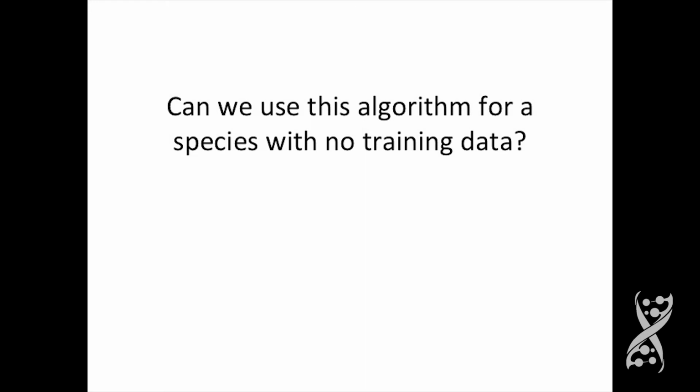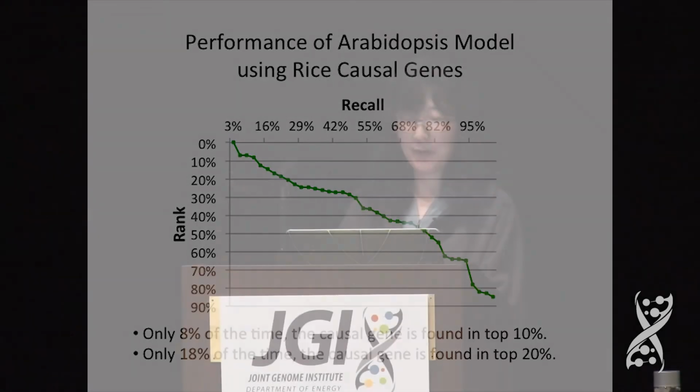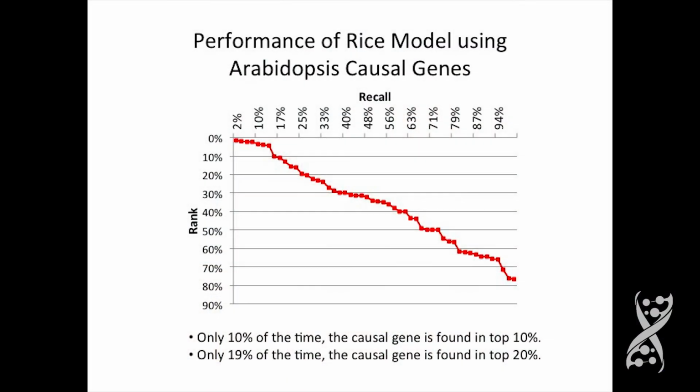So this gave us hope that perhaps we could use these models on species that don't have training data. We tested this idea by looking at rice causal genes on the Arabidopsis model, and to our dismay, the performance wasn't that great. Only about 10% of the time, the causal gene was ranked in the top 10%, and only about 20% of the time, the causal gene was ranked in the top 20%. And this was the same case for testing Arabidopsis genes on the rice model.